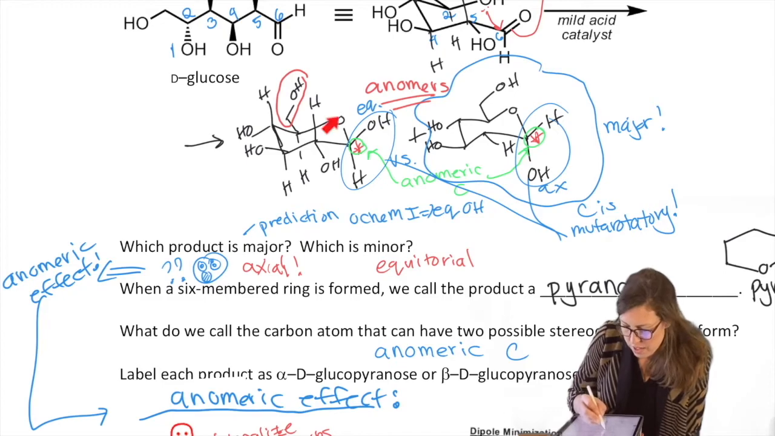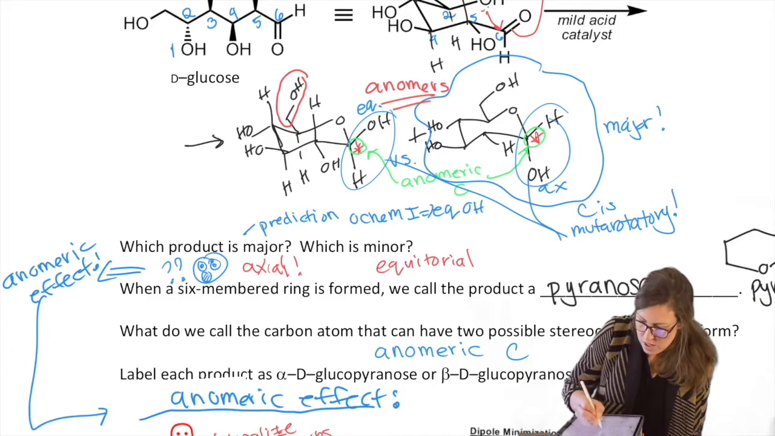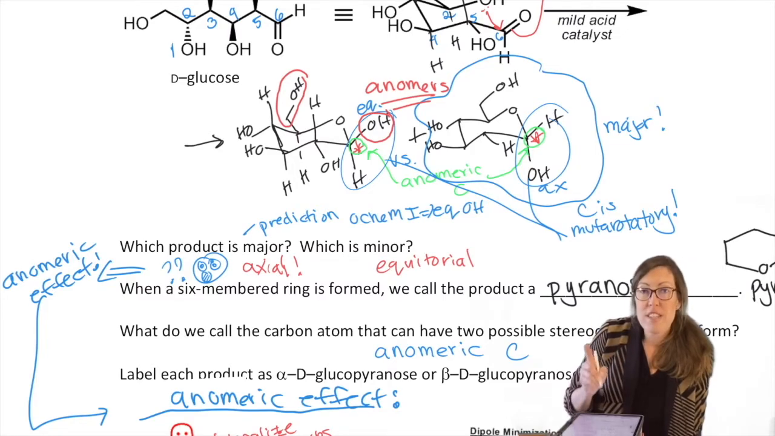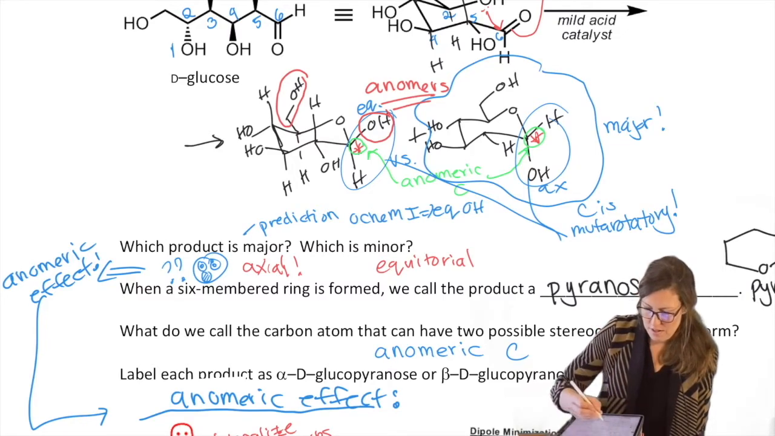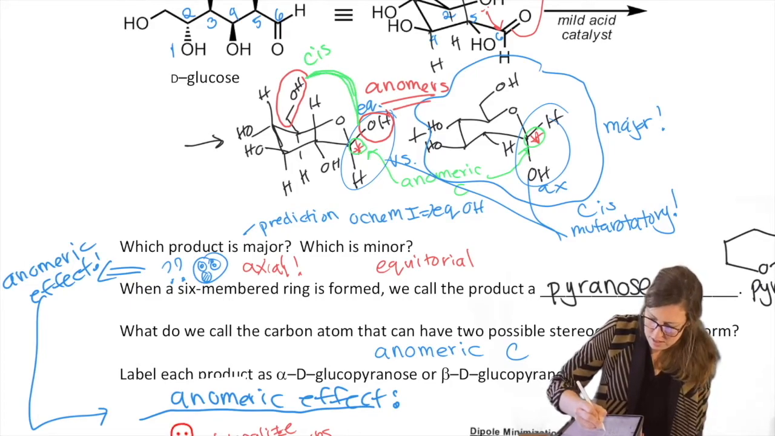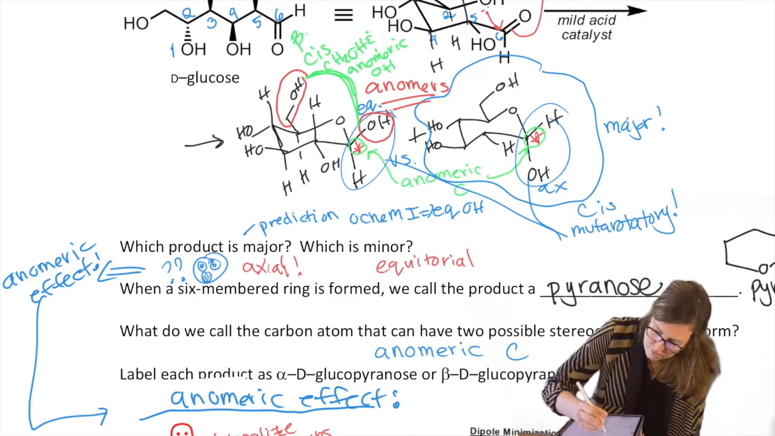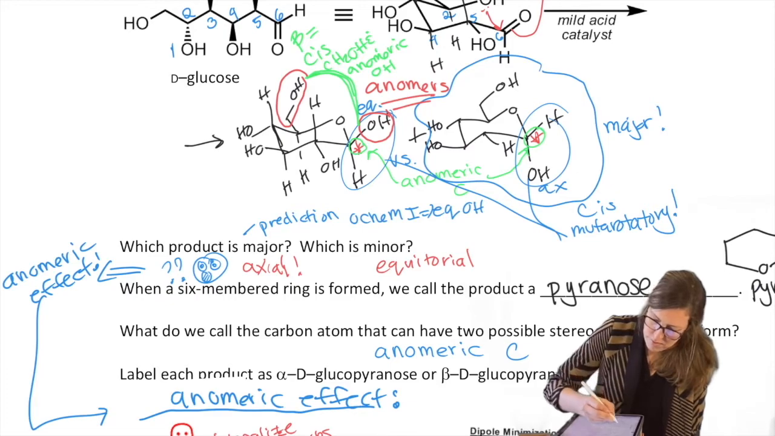So notice that this ring, the pyranose that formed, on one side it has our anomeric carbon. On the other side it has the carbon with the CH2OH. Find that, and then find the anomeric carbon. Circle that OH on the anomeric carbon. When they are on the same side, cis, CH2OH and anomeric OH, we will call that the beta isomer. Okay, so this is beta.